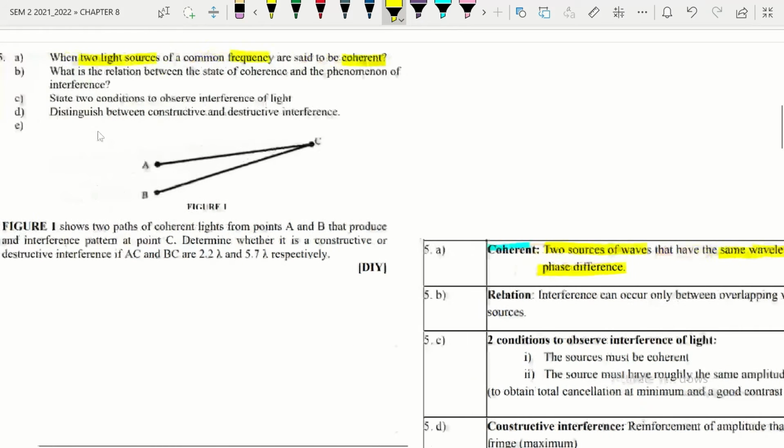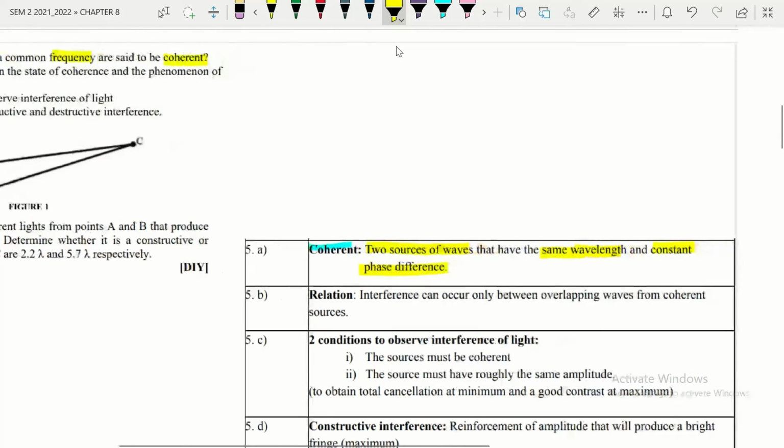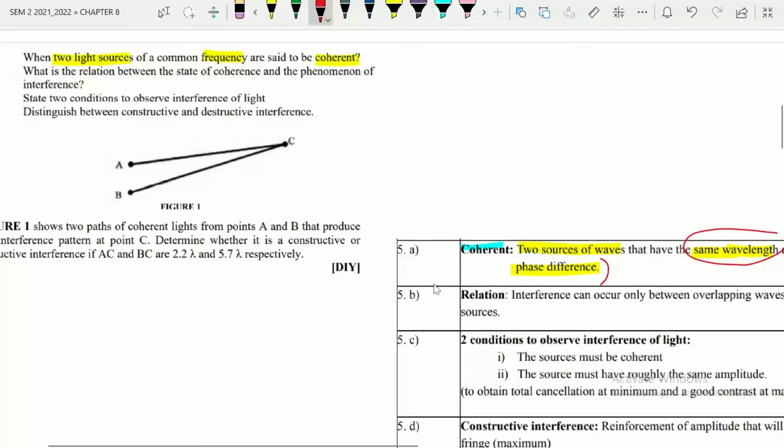So the question asks when two light sources of a common frequency are said to be coherent. When your two sources of wave have the same wavelength and also a constant phase difference, they are coherent.